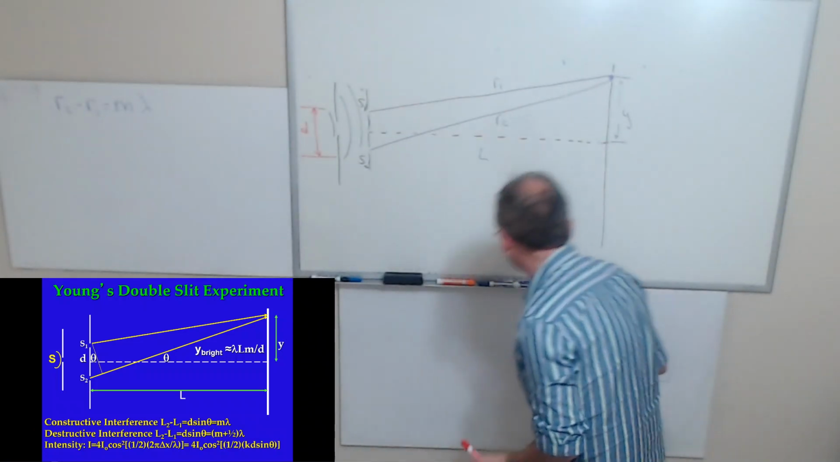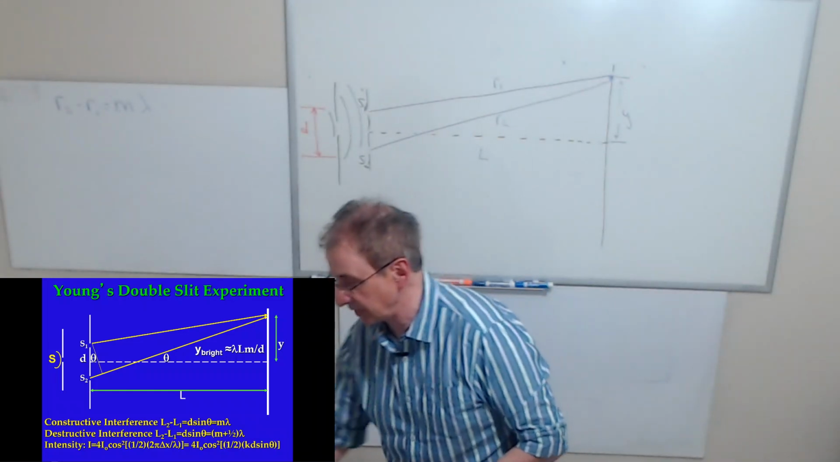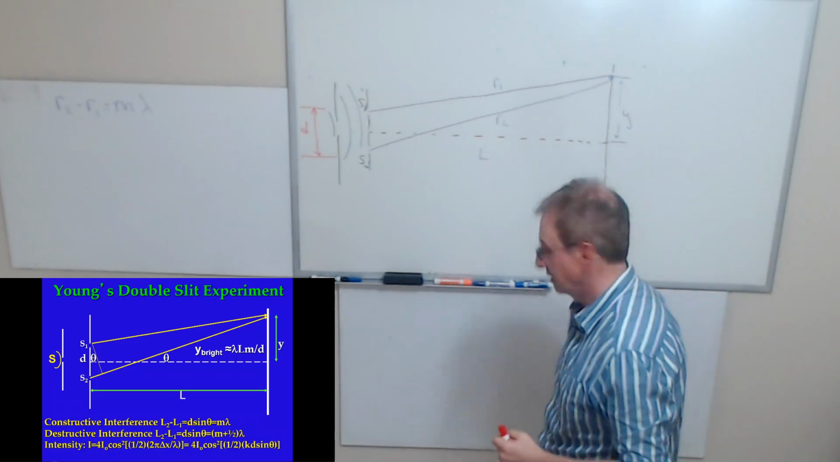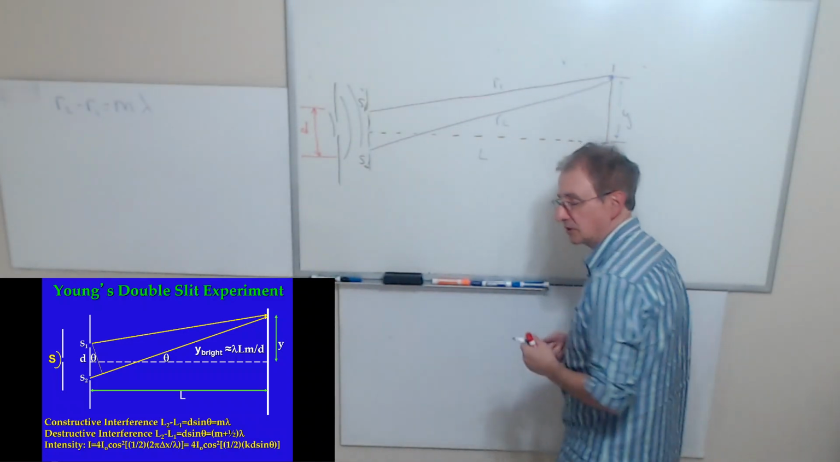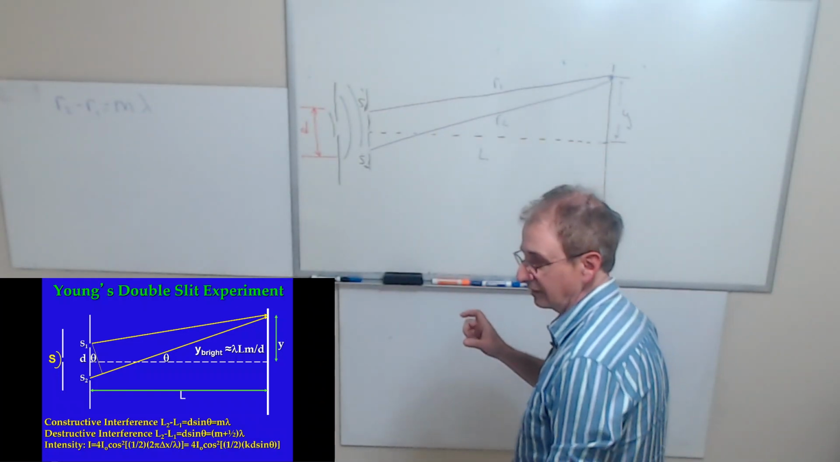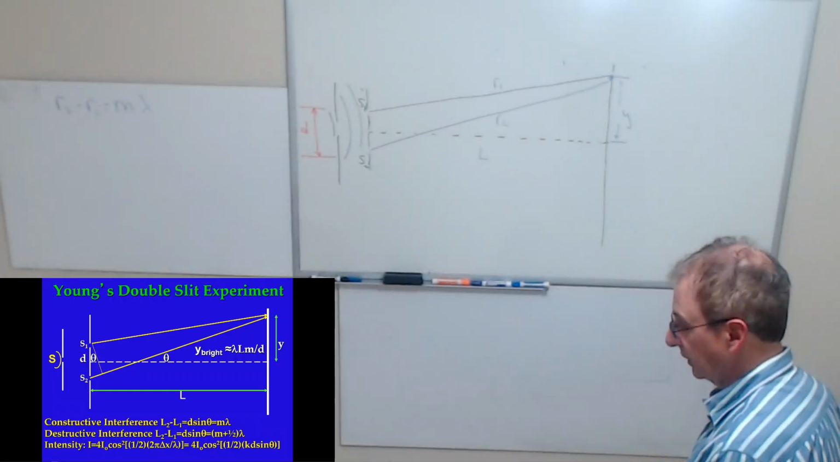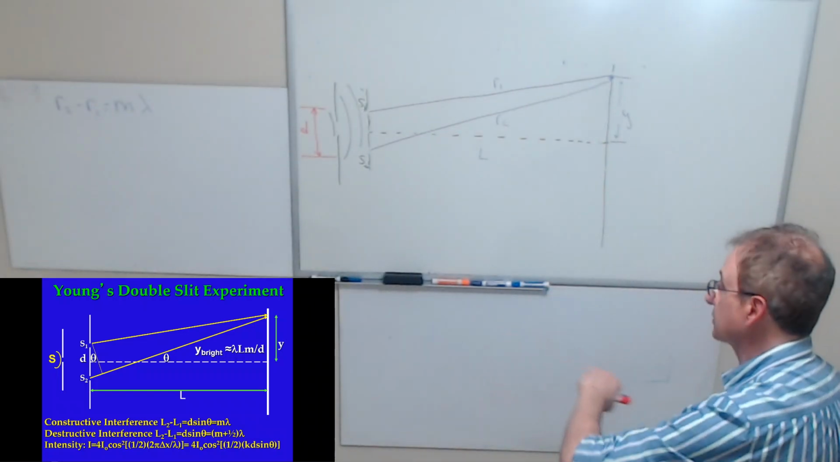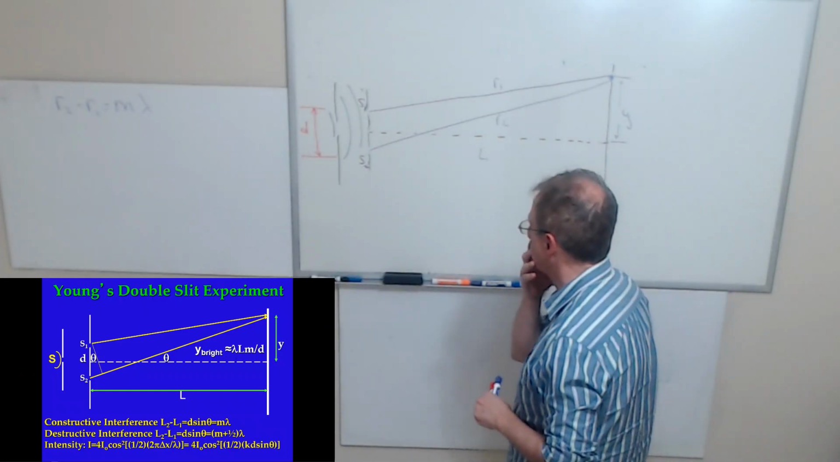In my description, I'm going to assume that the slits are very small. They're basically point slits. The reason I'm saying that is because if I make the slits finite in length, I have to worry about something called diffraction, which we'll cover in the next chapter. So I'm going to ignore the effect of diffraction.